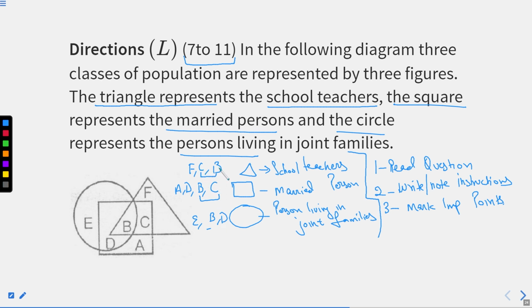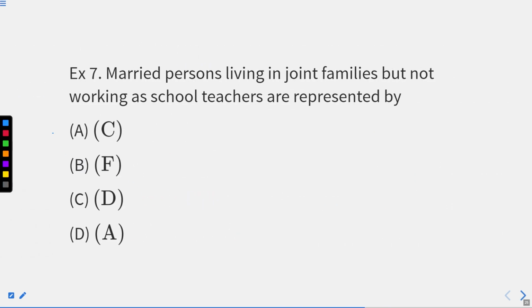Till now we have 2 things in common, that is B and C. And who is not living in joint family? B is there, so it means B lives in joint family and C does not. So C will be your answer. Option number A will be your answer. I hope you find this well, because we know that married persons are B and C, but B is someone who lives in joint family as well, right?